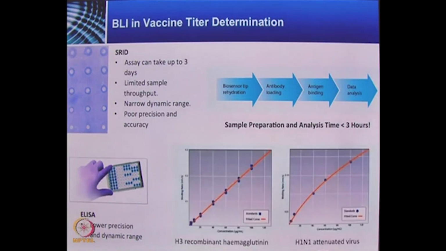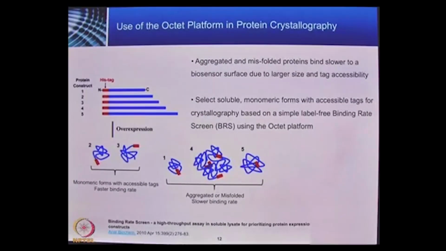And as we can see here, from the sample preparation to the time we get the final results, it only takes about 3 hours for you to finish the whole process. I would like to show you how to use the biotechnology to select the right construct for protein crystallization studies. In these experiments, the researchers would like to crystallize some constructs at different truncations.